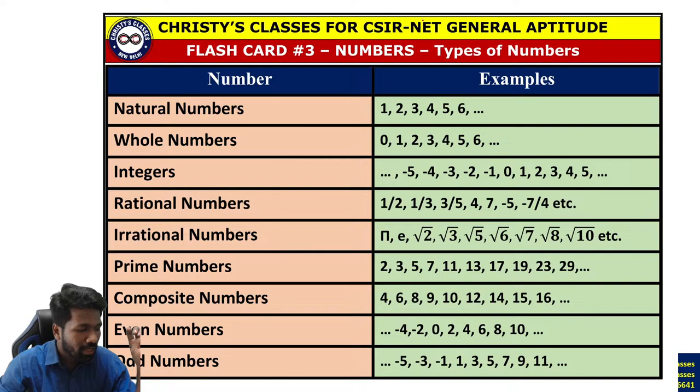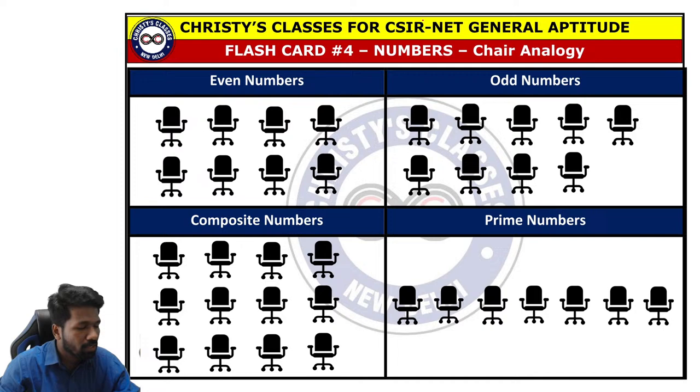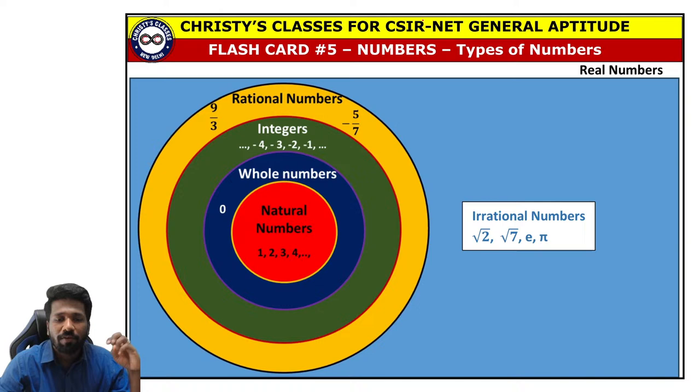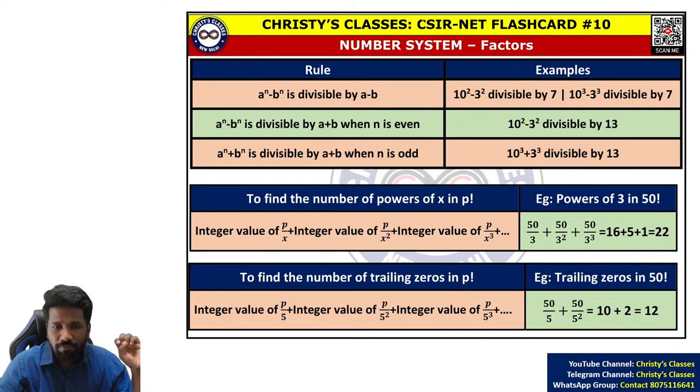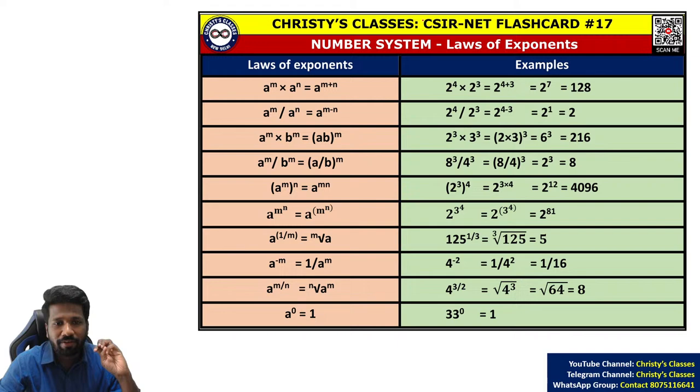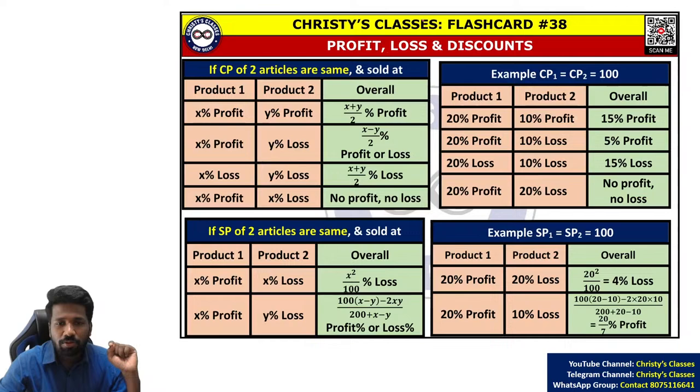For these areas, you should know the theory: what are the types of numbers, how to understand the number system using the chair analogy, and the Venn diagram explaining which numbers are part of which numbers, and the arithmetic of odd and even numbers, the idea of factors and multiples, and tests of divisibility. Also the techniques to find the number of powers of x in p factorial, which we have discussed in a previous video on this channel, and laws of exponents: how to multiply and divide with the same base, same powers, power of power, etc. These kinds of things you should know in number system. With questions we will discuss more about it.